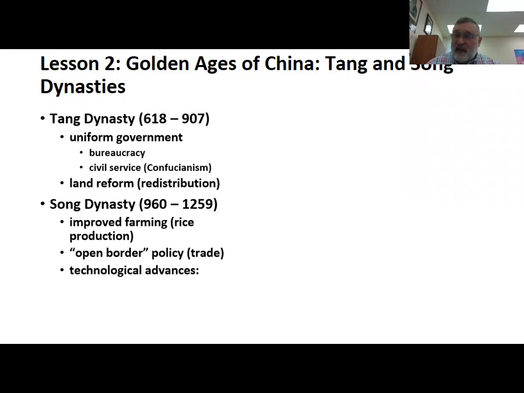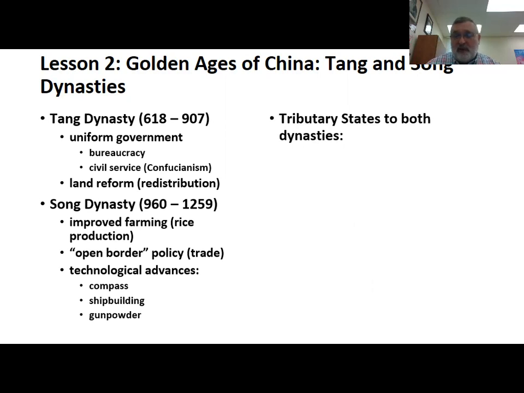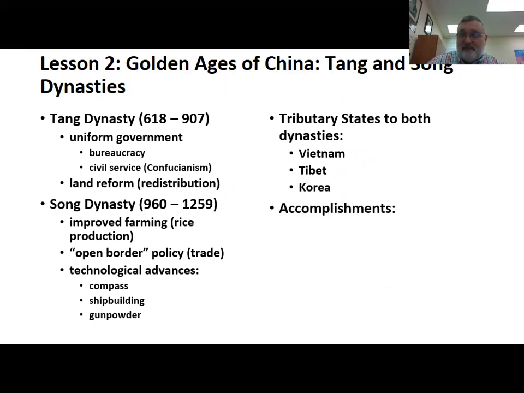They also made several technological advances, like the compass, shipbuilding, gunpowder, and these are things that eventually made their way to the West. They also had some tributary states, states that were technically independent, but they paid yearly for the privilege of being free and acknowledging the superiority of the Chinese. These would be the Vietnamese, the people of Tibet, Korea. They had to, to stay independent. This is what they had to do. Sometimes they rebelled, like with the Vietnamese.